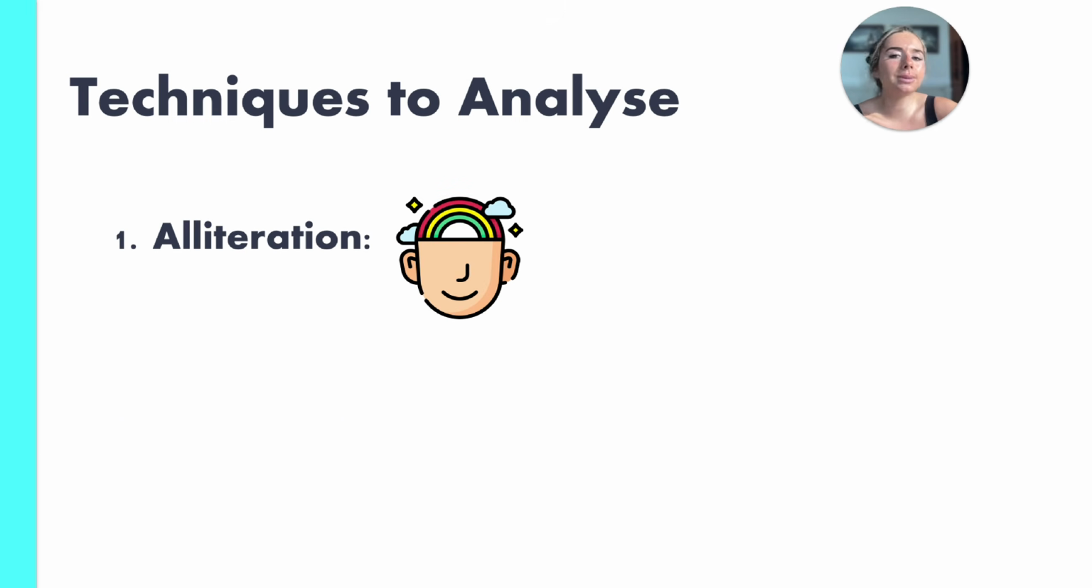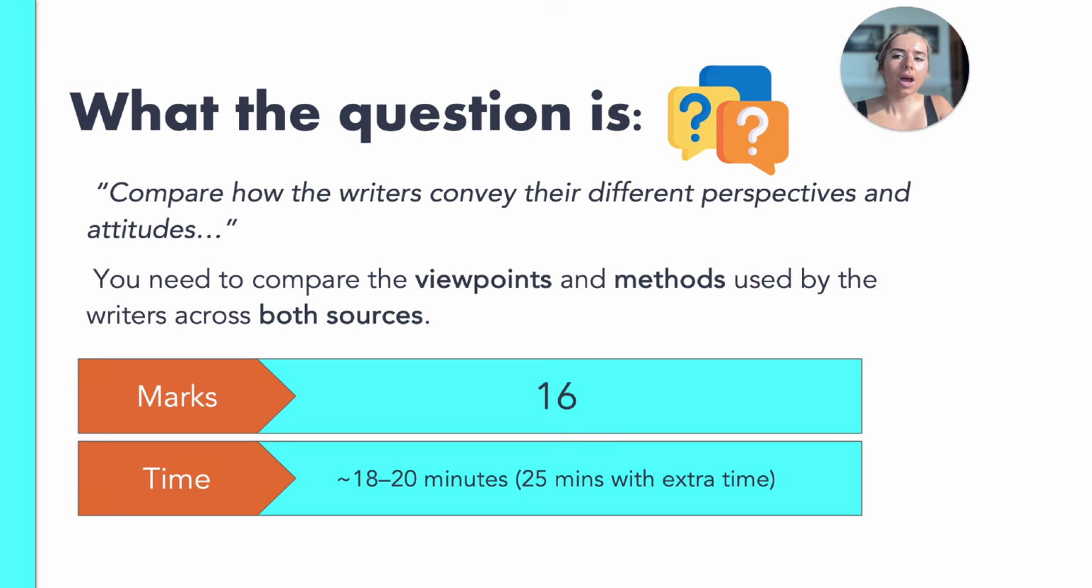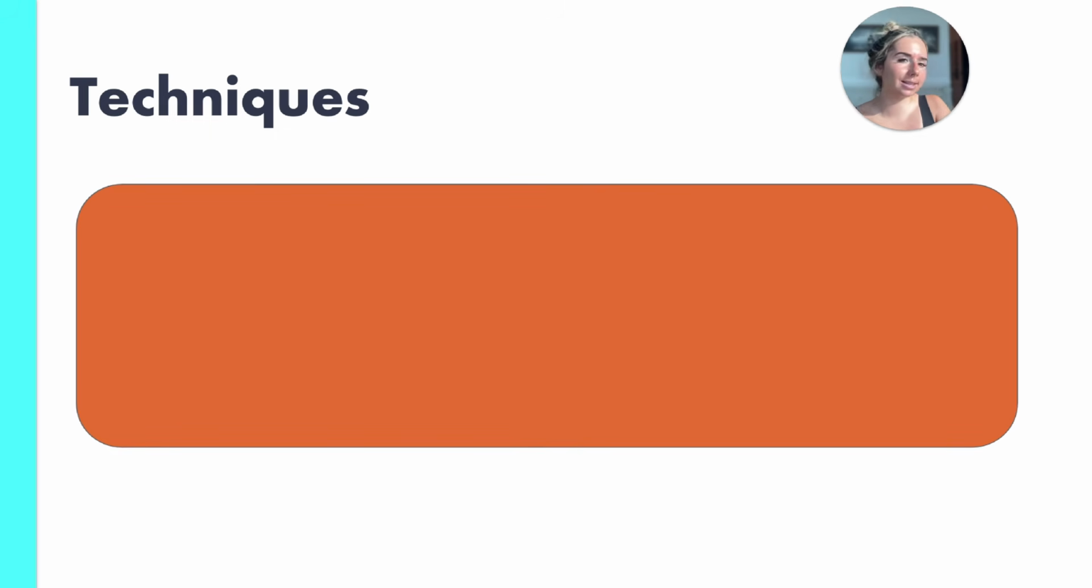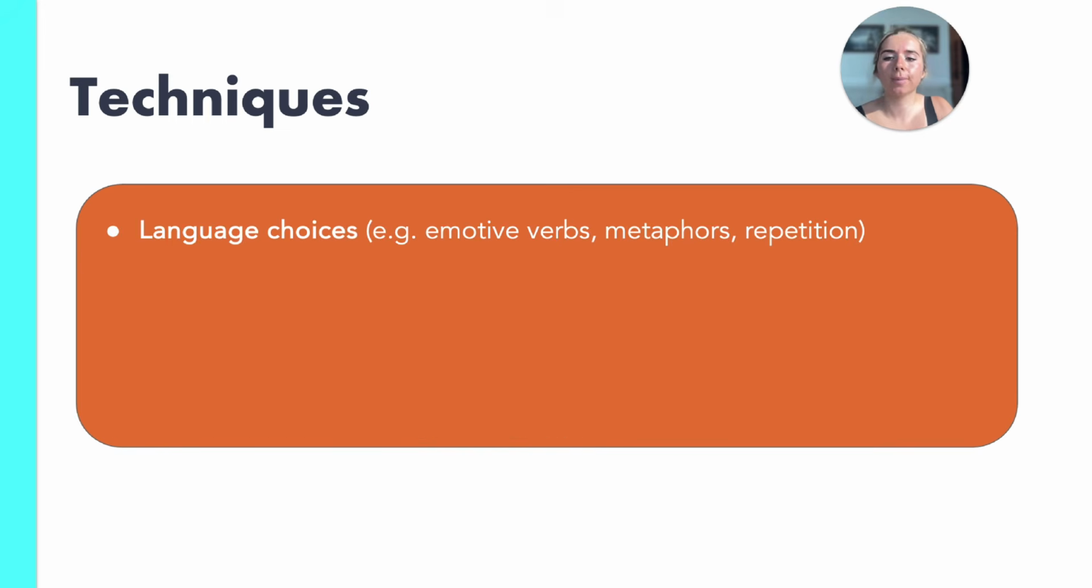So for example, some techniques we can analyse: alliteration, and the definition of that. Okay, now let's look at some techniques. As I said, there are a few different techniques we can talk about. The first one is language choices. We can talk about emotive verbs, metaphors, repetition. A lot of you are probably the most familiar and confident with language. The rest of them, not so much.